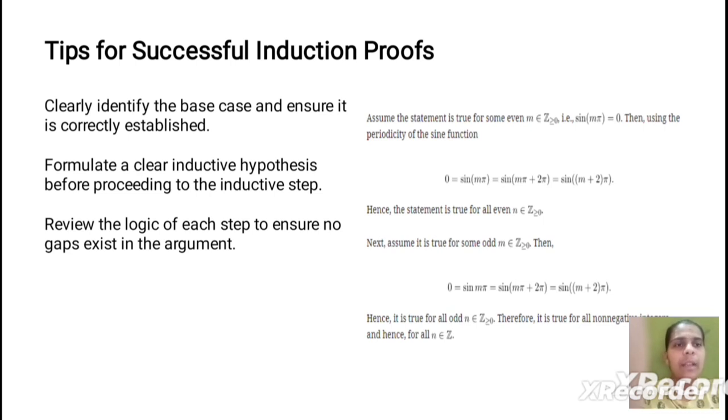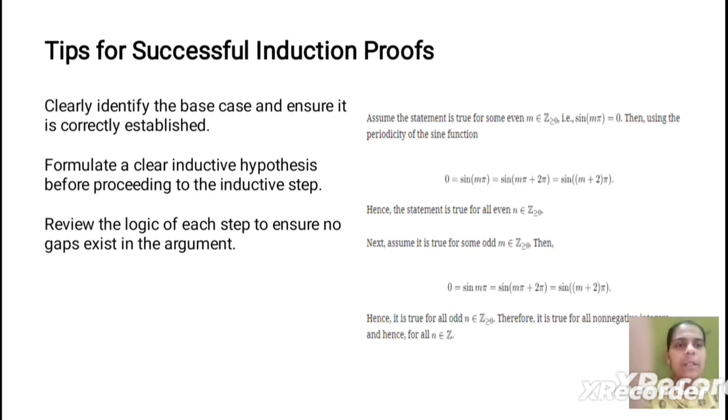Like assuming the statement is true for some even m belonging to Z, greater than or equal to 0, that is, sin(m pi) equals 0. Then, using the periodicity of the sine function, 0 equals sin(m pi) equals sin(m pi plus 2 pi) equals sin((m plus 2) pi), as pi is taken common. Hence the statement is true for all even n belonging to Z, greater than or equal to 0.